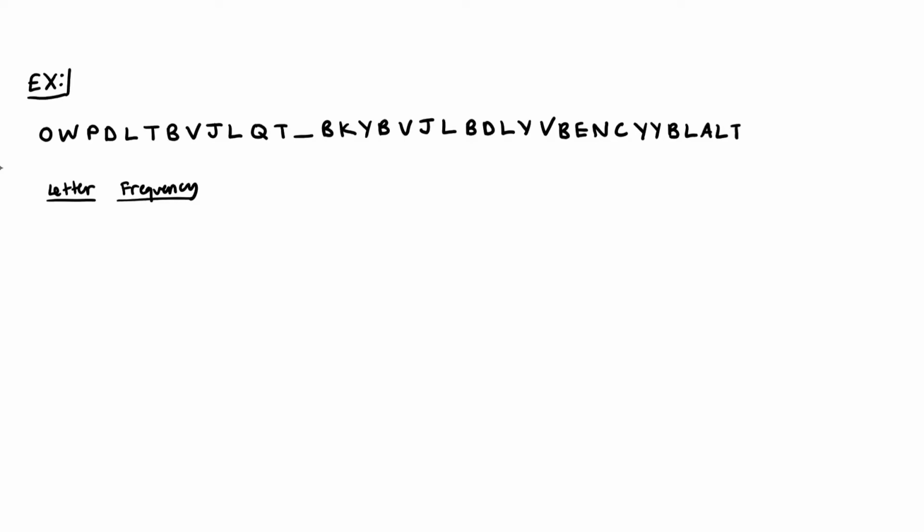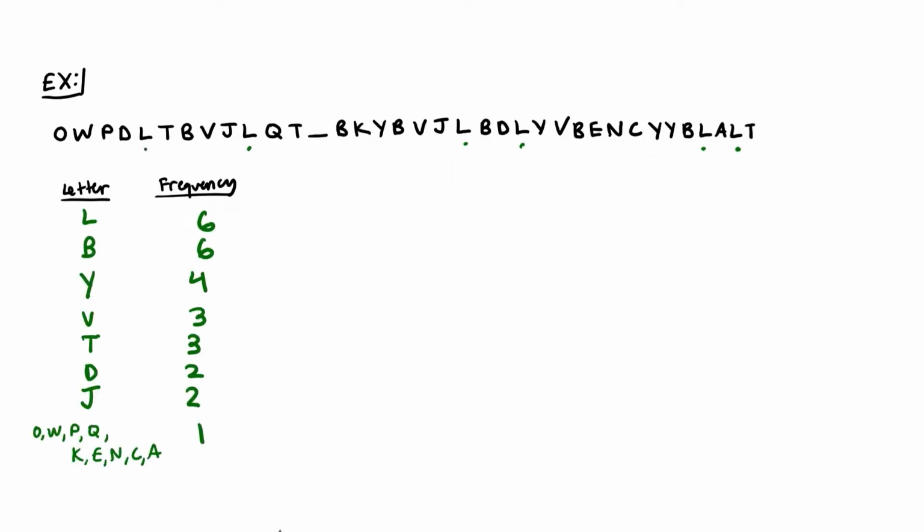At first glance, I see that there are a lot of L's. There's 1, 2, 3, 4, 5, 6. So for the letter L, we have 6. And I'm just going to go ahead and do all of the letters in here, and I'll come right back. Okay, so these are all the frequencies within our given code. We have 6 L's, 6 B's, 4 Y's, 3 V's, 3 T's, 2 D's, 2 J's, and we have 1 of O, W, P, Q, K, E, N, C, and A. So we have 1 of each of these letters.